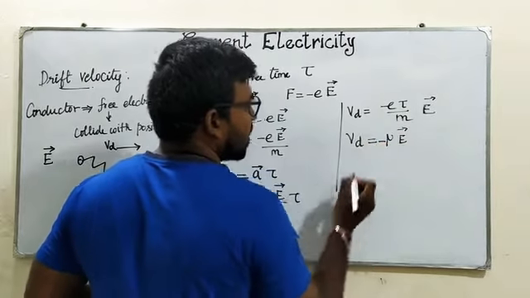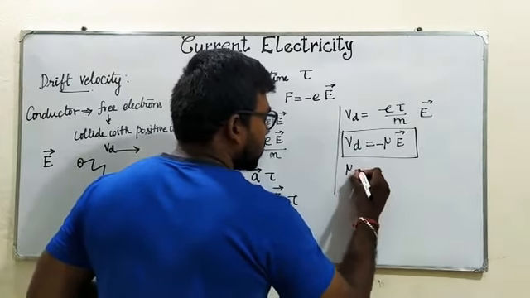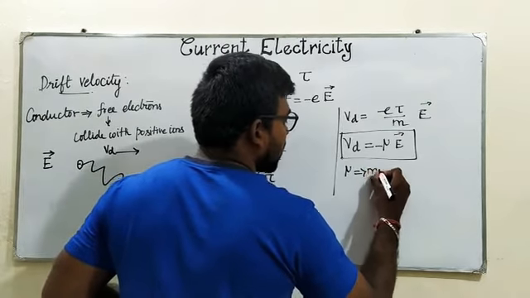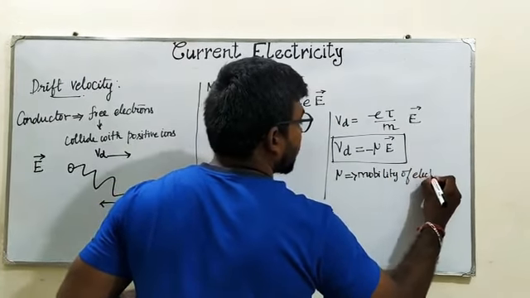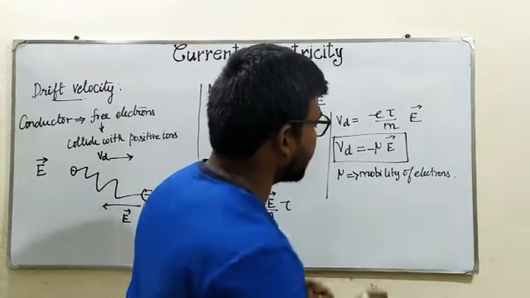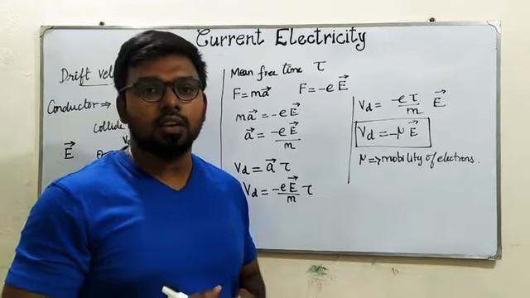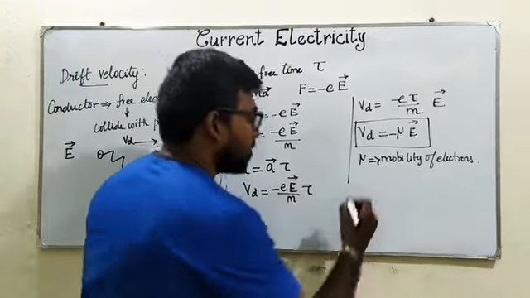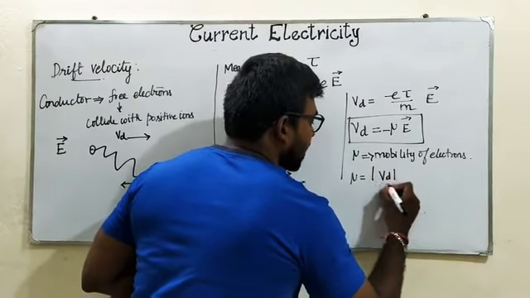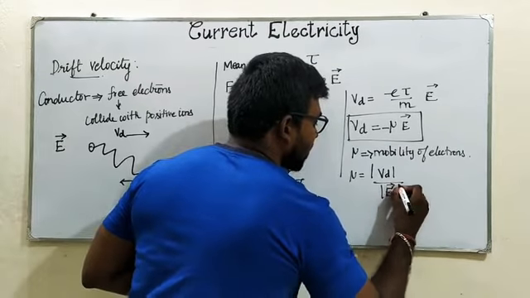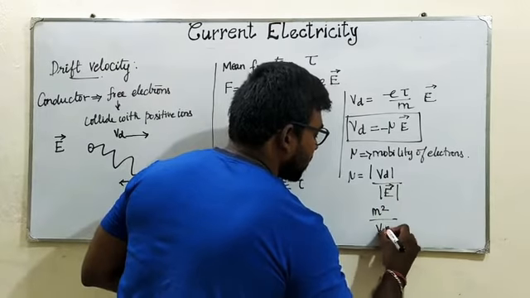As it is a negation, we write Vd equal to minus mu E vector, where mu is known as the mobility of electrons. We can define the mobility of an electron as the drift velocity acquired by an electron per unit electric field. We can say mu is equal to modulus Vd by modulus E vector, and its unit is m square per volt second.